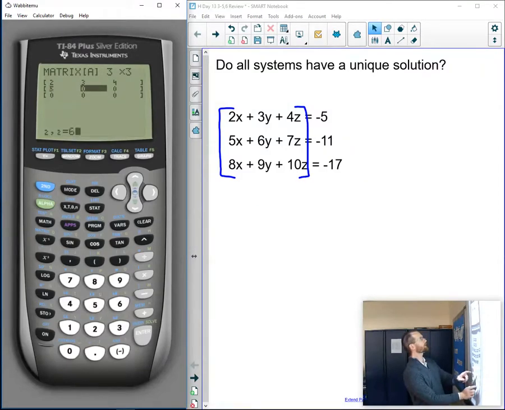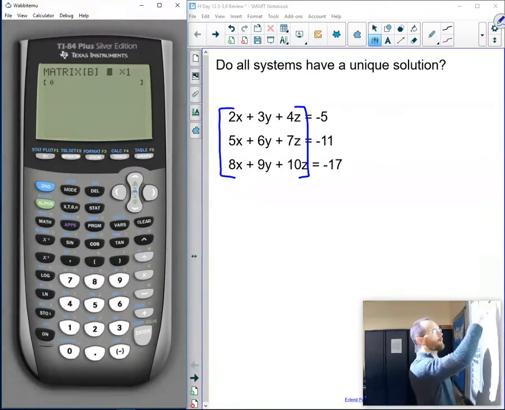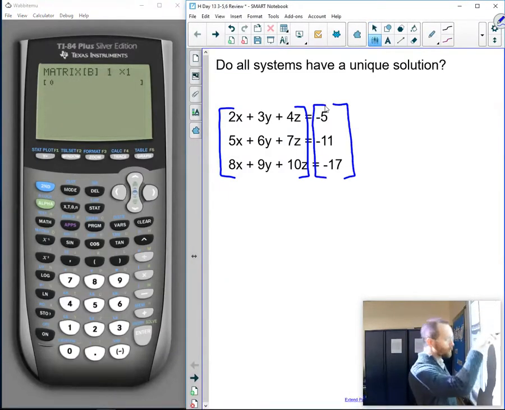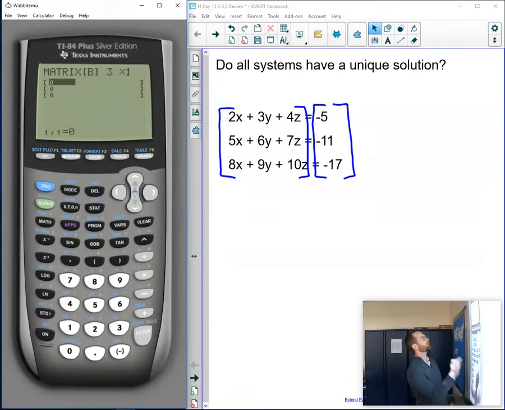Then 5, 6, 7, 8, 9, 10. Nice and arithmetic, that pattern. So 2, 3, 4, 5, 6, 7, 8, 9, 10. Now matrix B, so second quit. Go to second matrix to open the matrix menu. Go over to edit. We're going to edit B as a 3 by 1 with the constants, what's on the right side of all of our equations. So 3 by 1, and it's negative 5, negative 11, and negative 17.